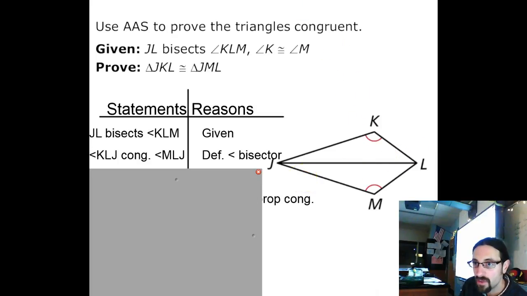So let's just label that right now. We can just go like this. I'll put two little arc marks here. All right, so far so good. I've got two angles congruent, if I only had a side. How am I going to get a side congruence?